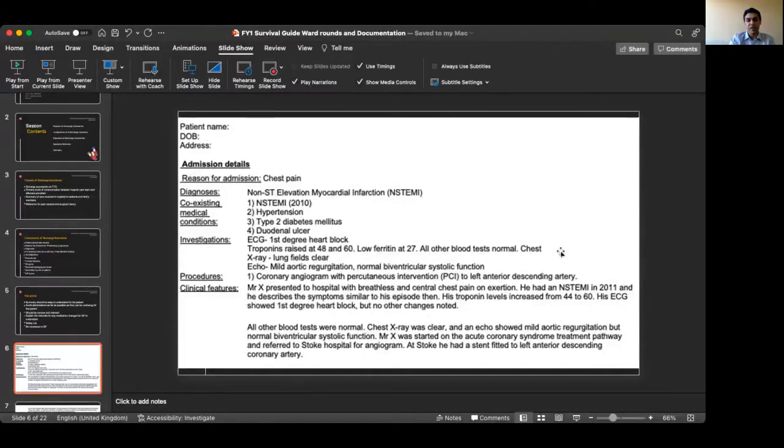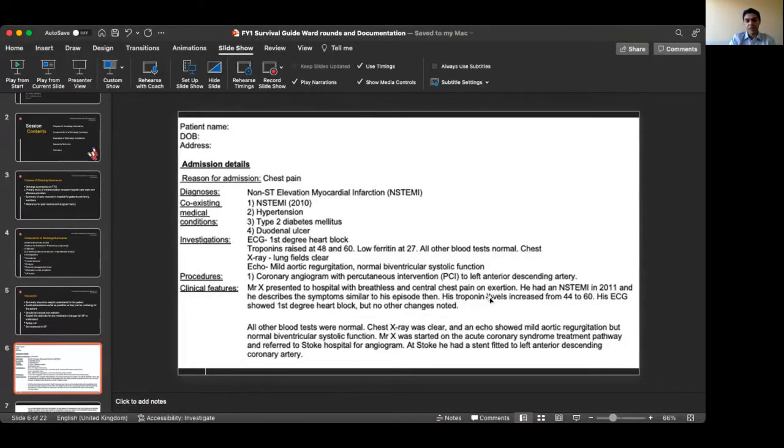They had a low ferritin, which was discovered whilst in hospital. So I've included the results of the ferritin level for the GP to know as well. And all the other blood tests were normal, so I don't go on to list the normal blood tests. I just summarize it by saying all blood tests were normal. Chest x-ray was clear as well, so I just say chest x-ray was clear. And they had an echo whilst they were in hospital. So again, just 1 sentence summarizing the results of this echo: mild aortic regurg, but normal systolic function.